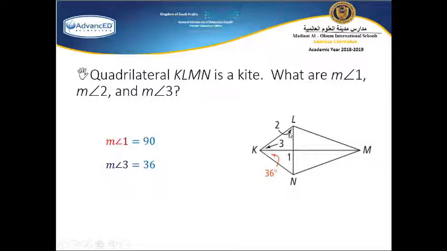We can find the measure of angle 2 from the triangle, this one, by adding the given 90 and 36 and subtracting from 180. Then the measure of angle 2 equals 54.